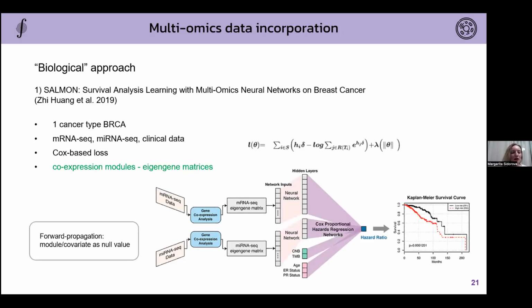The first article I would like to discuss is SALMON, survival analysis learning with multi-omics neural networks on breast cancer. Here they used just one cancer type, breast cancer, and transcriptomics, microRNA-seq, and clinical data. Also, their model had a Cox-based loss. You can see it here. So it really resembles the loss for the Cox proportional hazard.